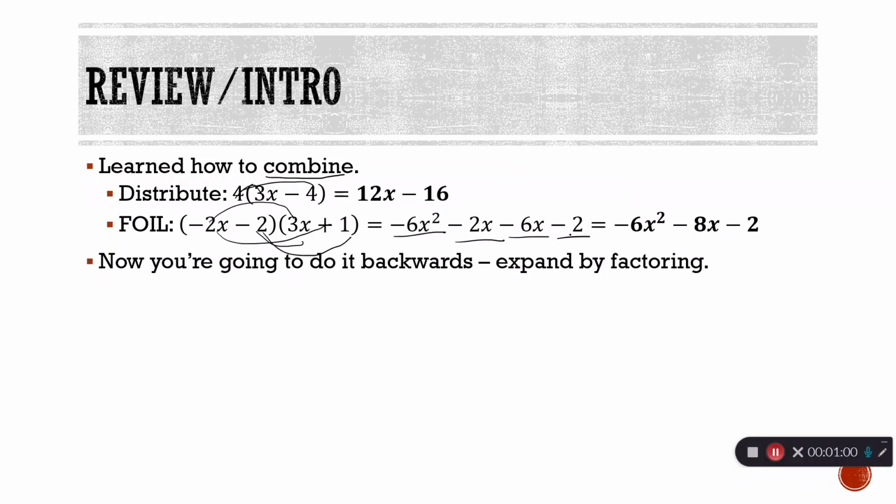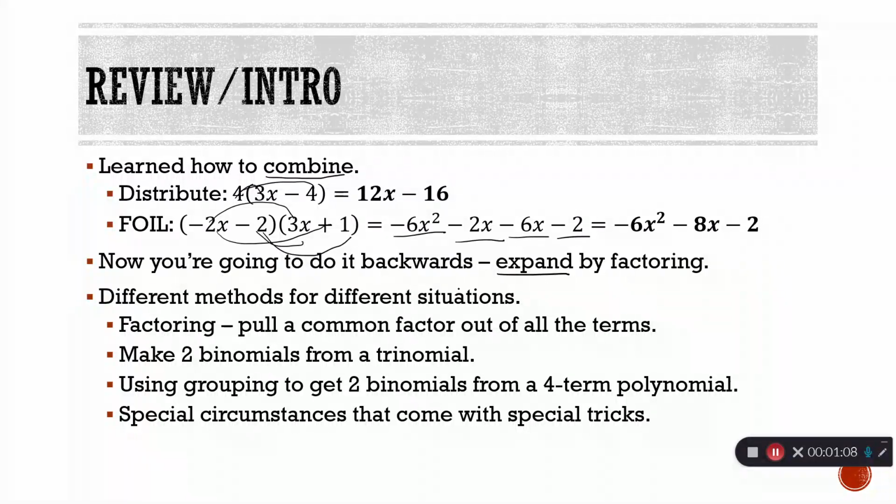Now we're basically doing it backwards. So you combined, you condensed, now you're going to expand by factoring. There's different methods for this. We're going to go over these 4 in this video. We're going to learn how to factor, basically pull a common factor out of all the terms. You're going to take one trinomial, which is 3 terms, and get 2 binomials out of it. So this is a trinomial, and then you'd end up with your 2 binomials.